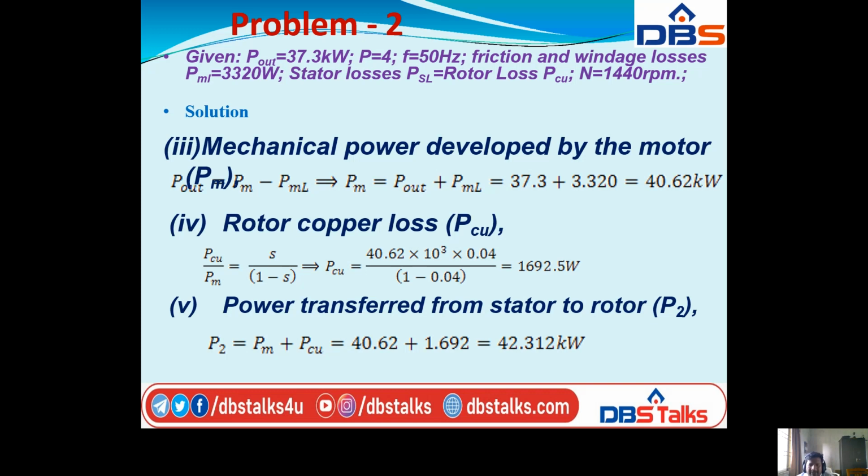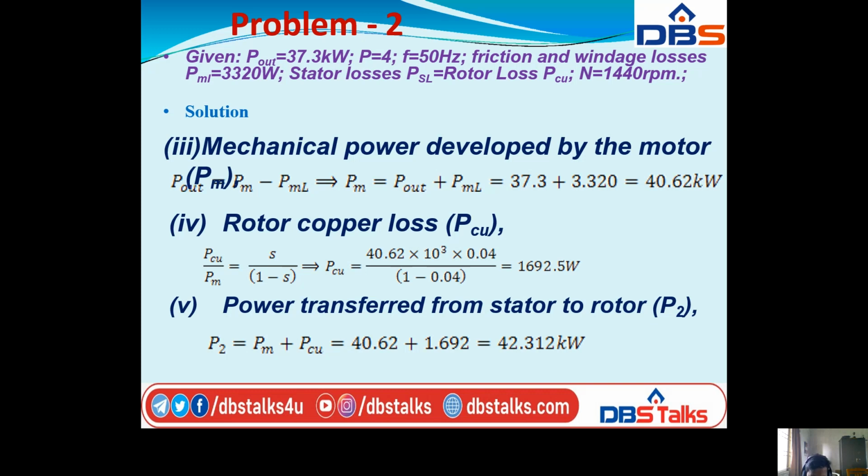Third one, determine the mechanical power developed by the motor, PM. Output power is equal to PM minus PML. From that, PM is equal to P out plus PML. Output power 37.3 plus friction and windage losses PML is equal to 3.320. Therefore, mechanical power developed PM is equal to 40.62 kilowatts.